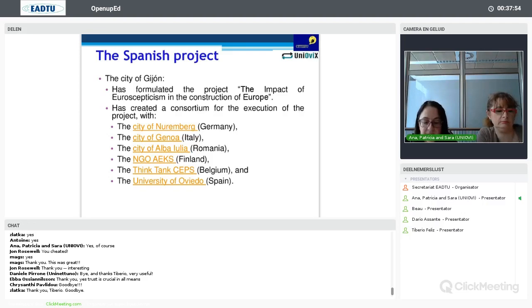In this context, the city of Gijón formulated the project, The Impact of Euroscepticism in the Construction of Europe, which has been called, abbreviated, Citizenship. This city created a consortium for the execution of the project with other cities such as Nuremberg, Genoa, and Alba Giulia, as well as a Finnish NGO, AIX, a Belgian think tank, KEPS, and the University of Oviedo.